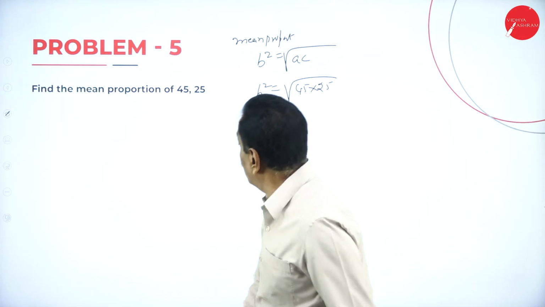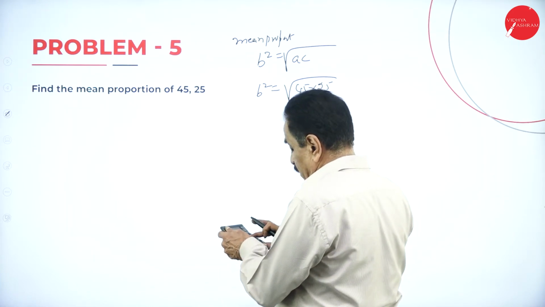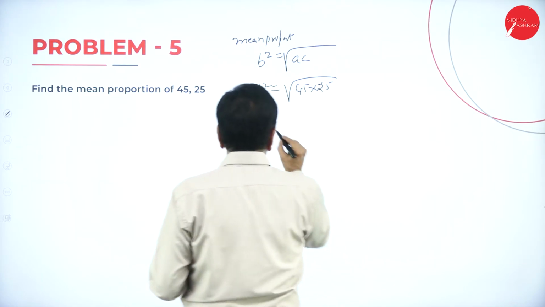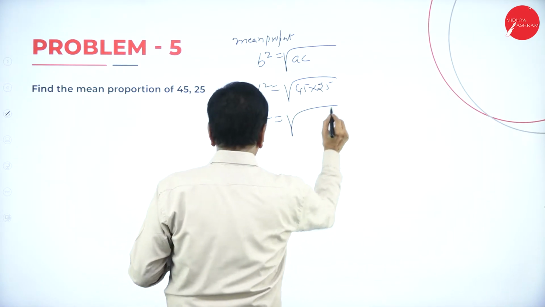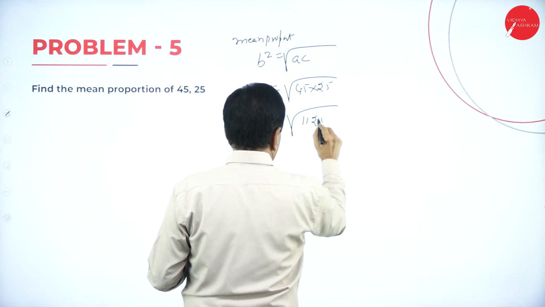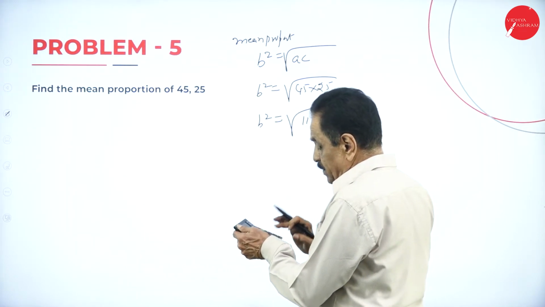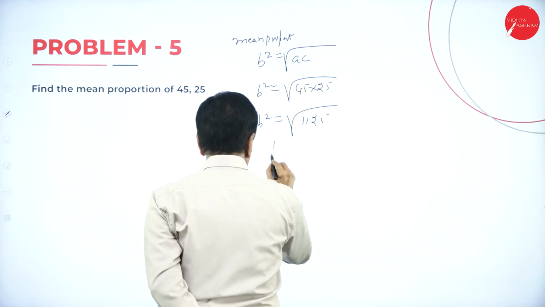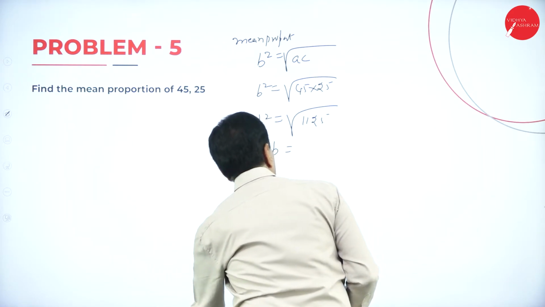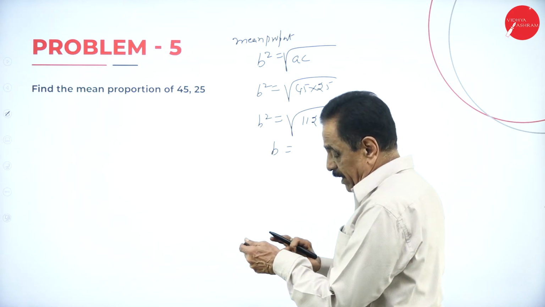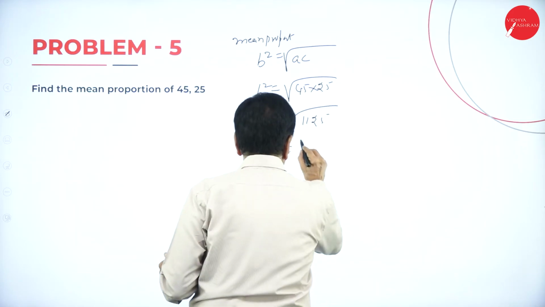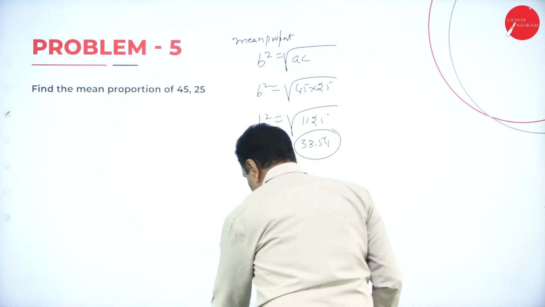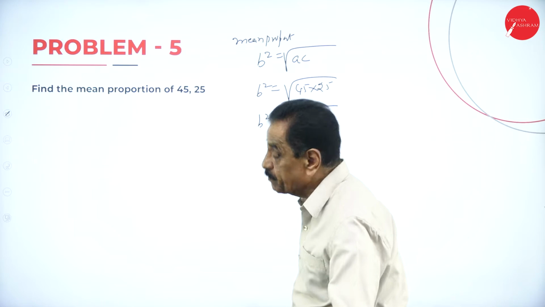So what is 45 into 25? B square is equal to root of 1125. If it had been a 5, then it would have been a perfect root. B is equal to root of 1125, which is 33.54. It is not a perfect root because of a number like this. Then we move on to the next one.